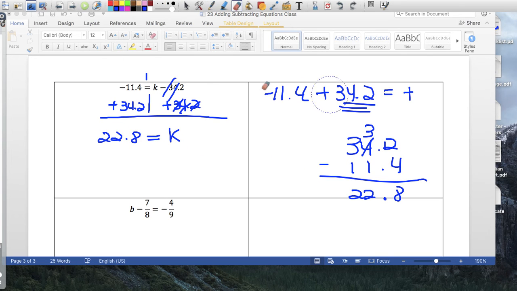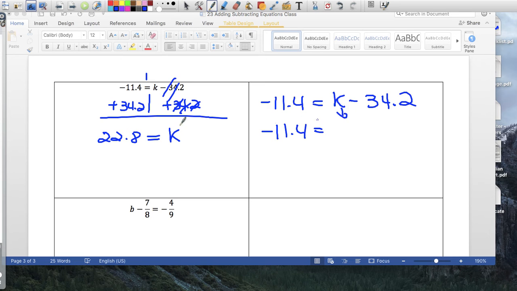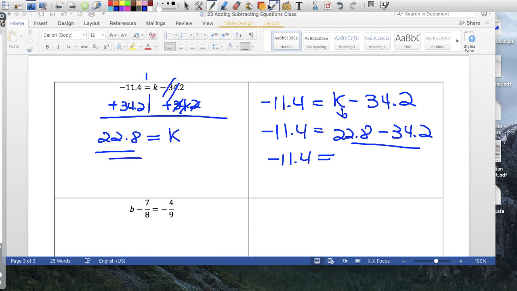We've got to check. So the check is negative 11.4 equals k minus 34.2. The k we're going to change to this 22.8. 22.8 minus 34.2 equals negative 11.4. Is it true? So let's do this on the side.